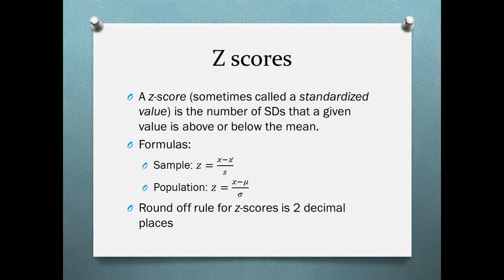The round-off rule for z-scores is always going to be 2 decimal places. We always round to 2 decimal places in the case of any z-score.